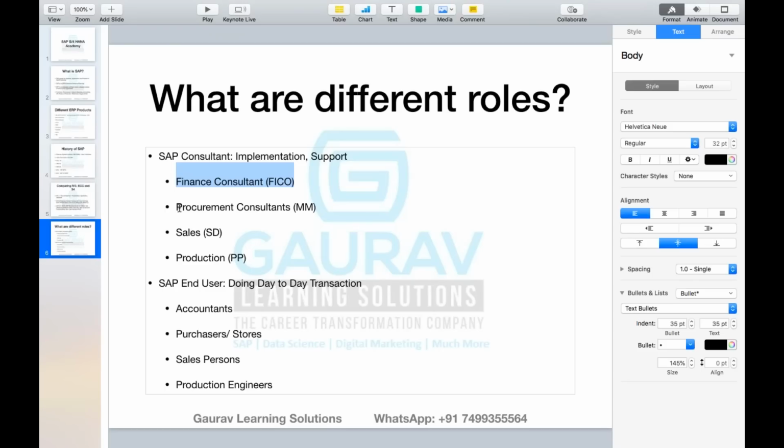Same way, if you want to become a procurement consultant, you should have basic knowledge of how the purchasing cycle works. What is a quotation? What is a purchase requisition? What is a purchase order? What is the GRIR? How to do the approvals? Just the basic knowledge.